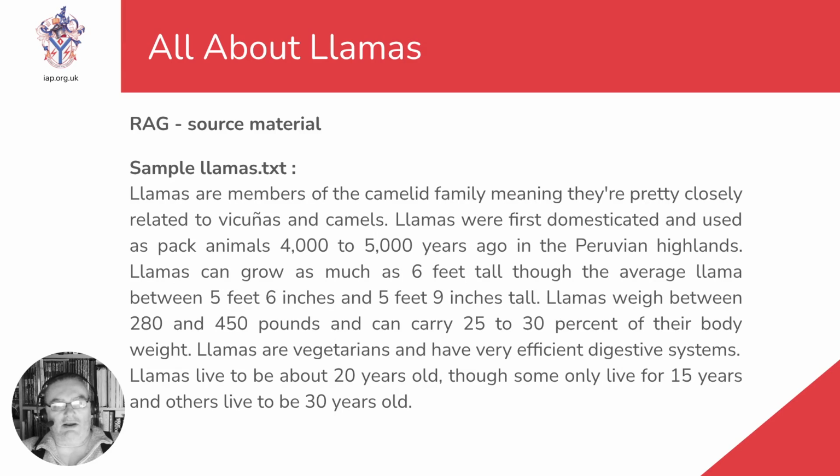Turning back to our RAG example, we will be using some sample text about llamas for our corpus. The first thing we need to do is split the text into manageable chunks that we can store in a vector database. For this text, we will simply be chunking the text into individual sentences.